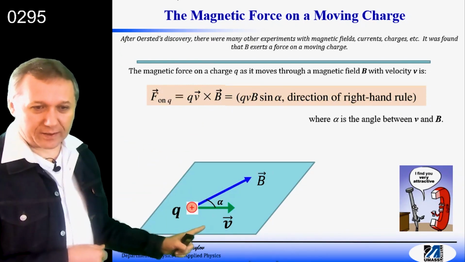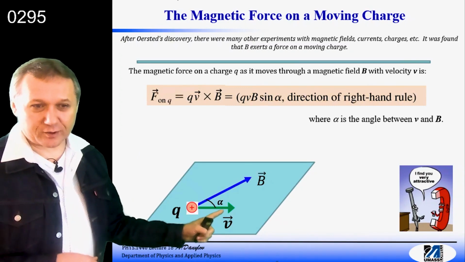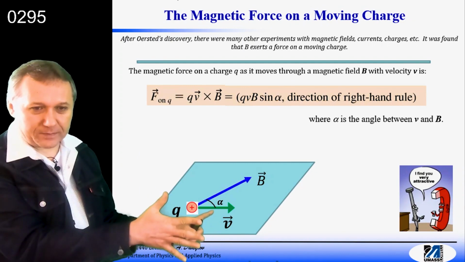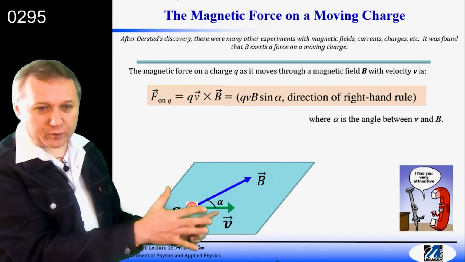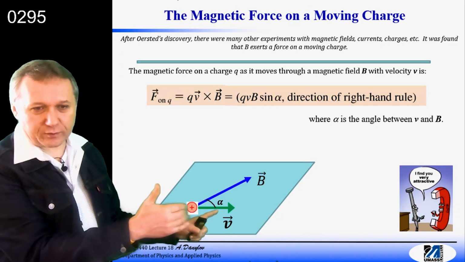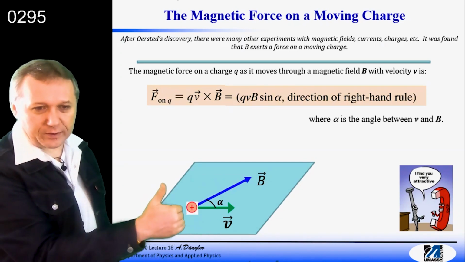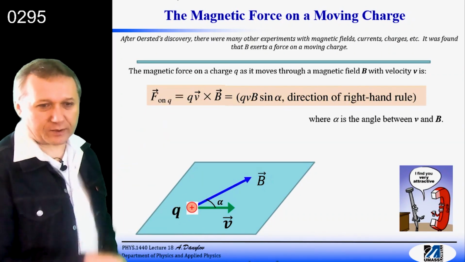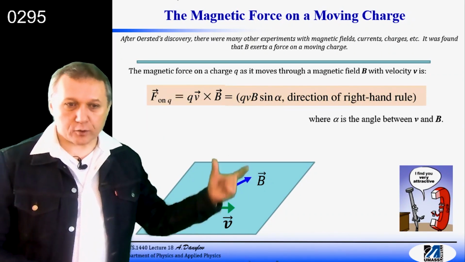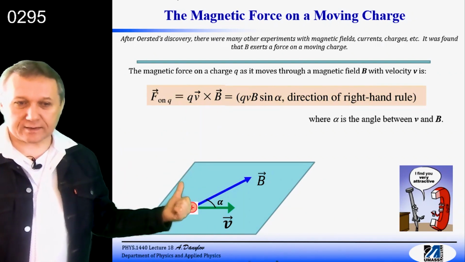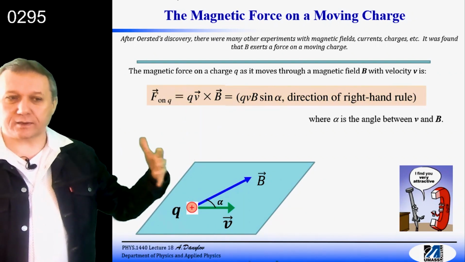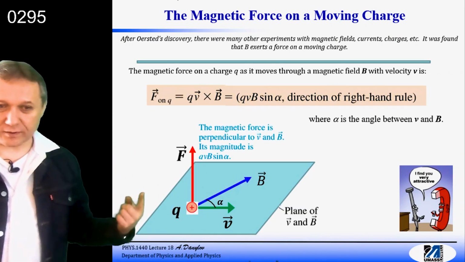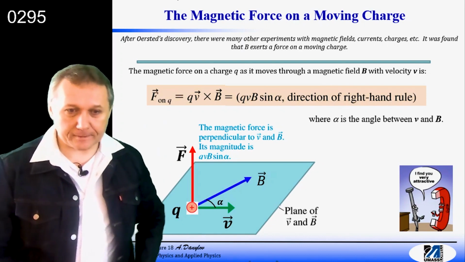Align your right hand along the direction of the first vector in the cross product, along V. Then orient it in such a way that you can bend your fingers in the direction of the second vector, B. B is that way, so I have to position it like this. My outstretched thumb gives me the direction of the cross product. In this case, V cross B is up, and since the charge is positive, that direction is the correct direction for the magnetic force. So the direction of the force is up.